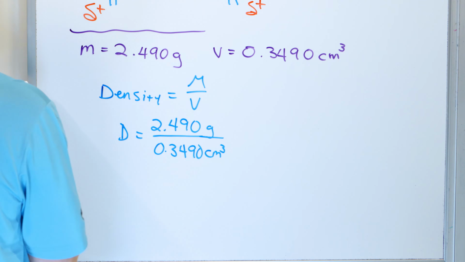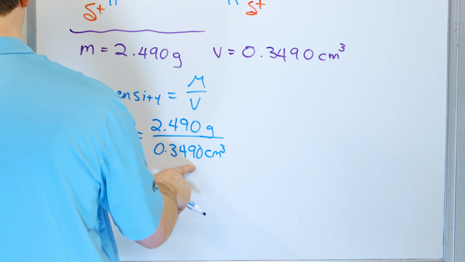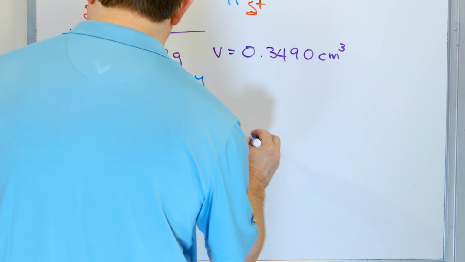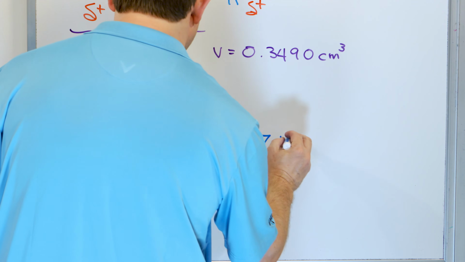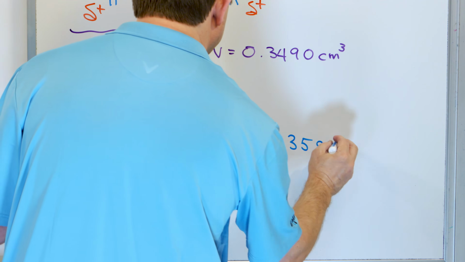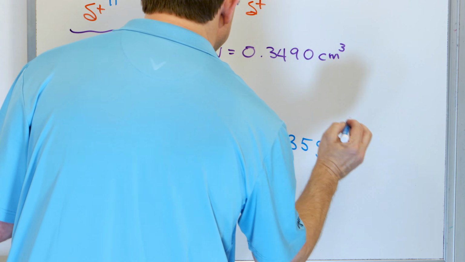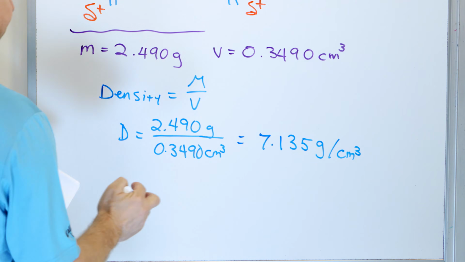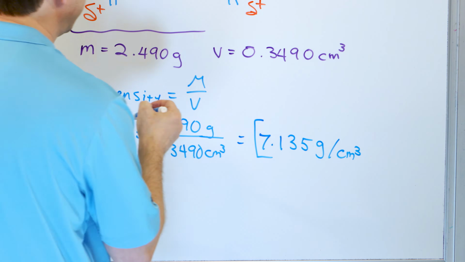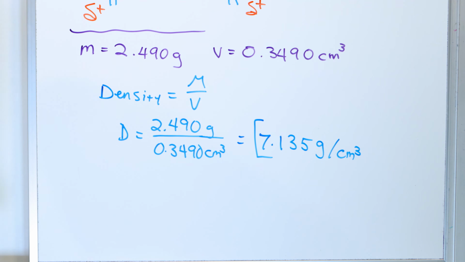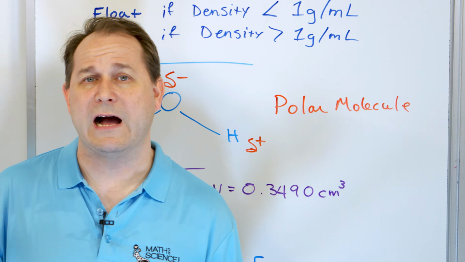So if we take 2.490, divide by 0.3490, we get a density of 7.135 grams per cubic centimeter. So that's the density of the penny that we have. How do we determine if it's pure copper?